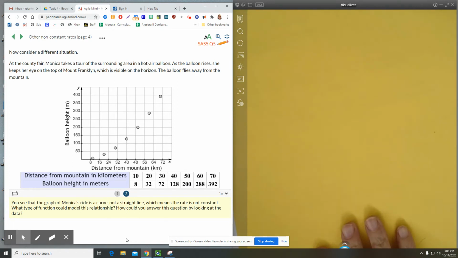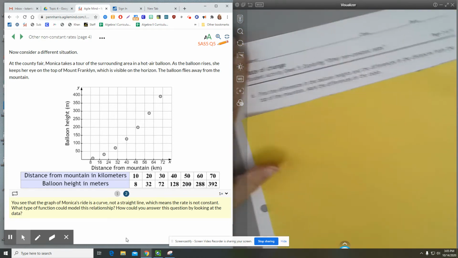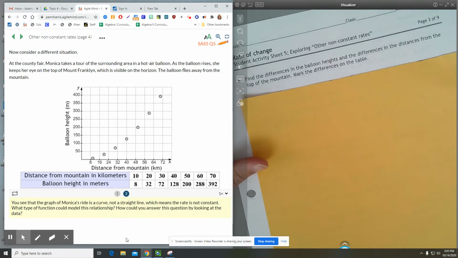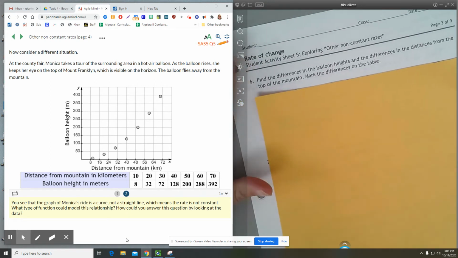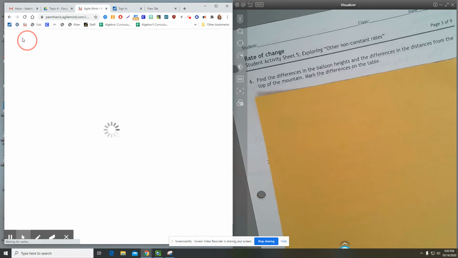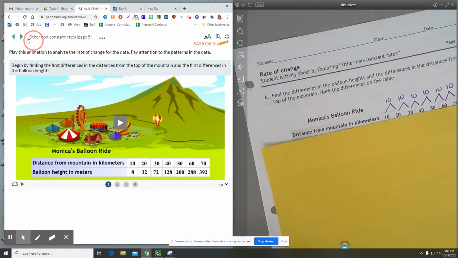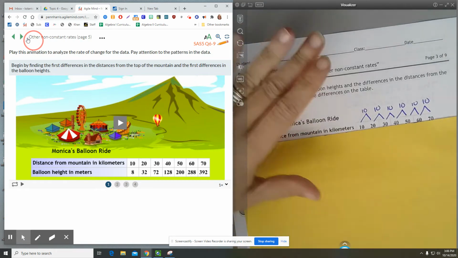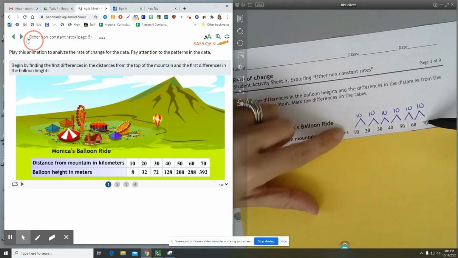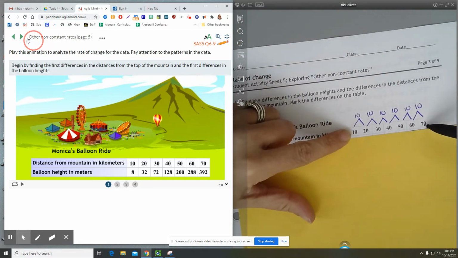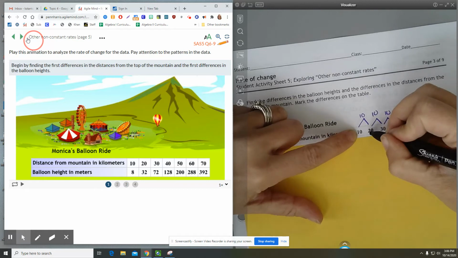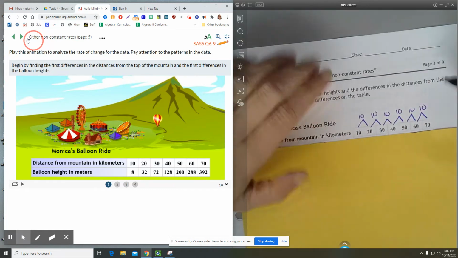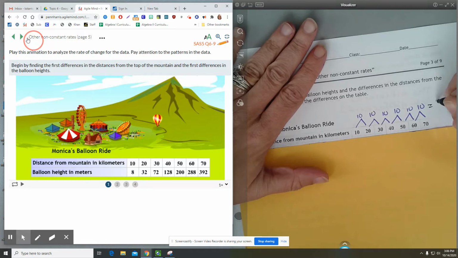Okay, so now we're going to find the differences between the height and the differences in the table, and we're going to mark them. So what I want to talk about, these are what we're going to call first differences. We've been finding them. This is nothing different. Whenever we're taking the first row and number and finding the differences, meaning we're seeing the change between them, this is what we call the first differences.